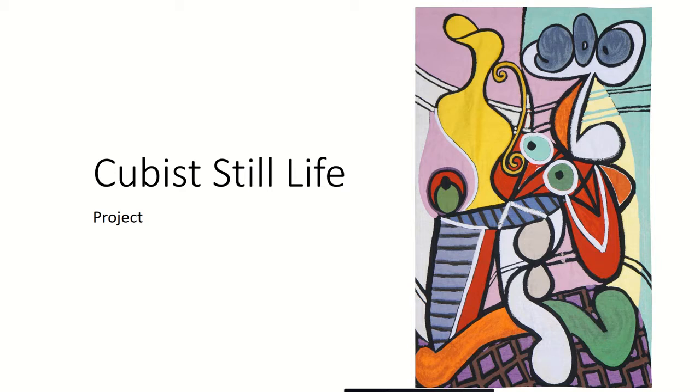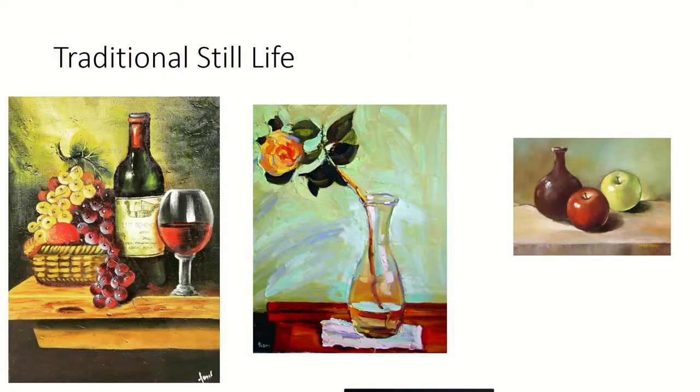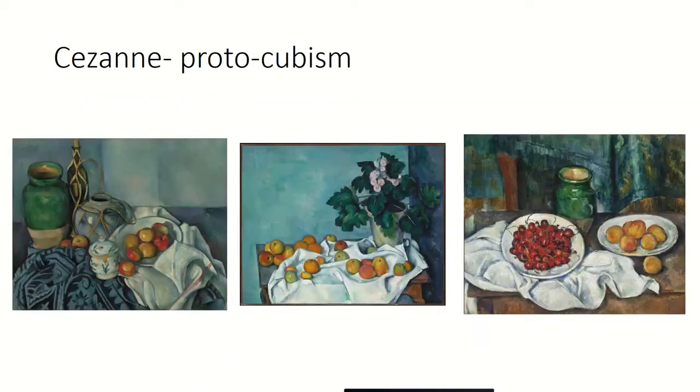Today we're going to go over Cubist Still Life. That's the next project, and it builds directly off of the previous project. In the previous project, you created still lifes. What you did was set an object down and draw it, then look at it from a different angle and draw it from that angle. You created multiple still lifes, and that's your traditional approach.